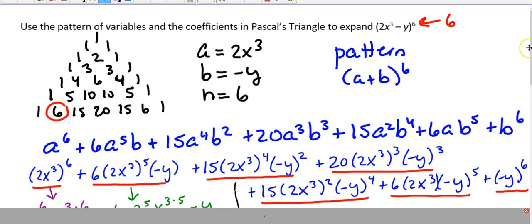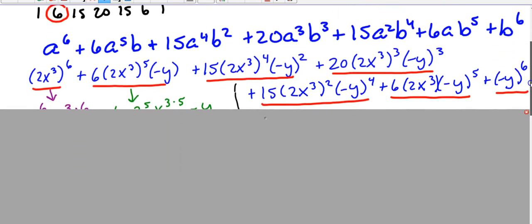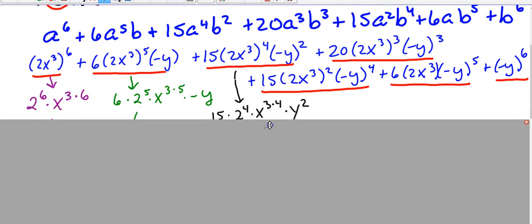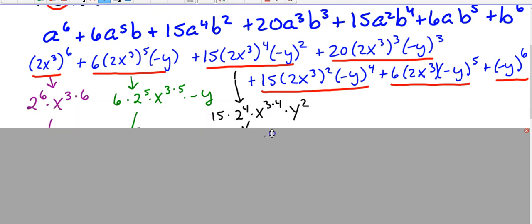So I am going to scroll down here and show how I've begun with the first 3 terms, how I have expanded them out. So 2x cubed to the sixth is 2 to the sixth times x cubed to the sixth. Well, x cubed to the sixth is x cubed times x cubed times x cubed, 6 times. So it's going to end up being x to the 18th power. When you raise a power to a power, you multiply the exponents.